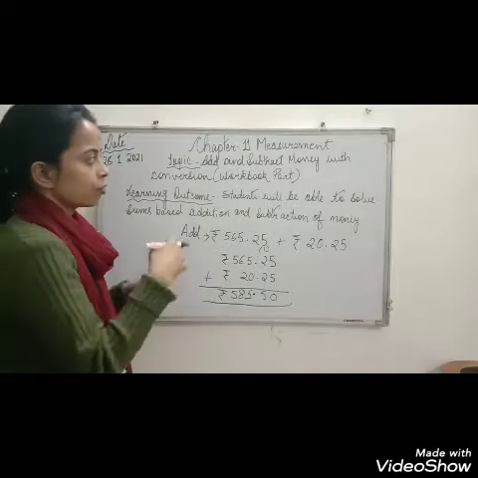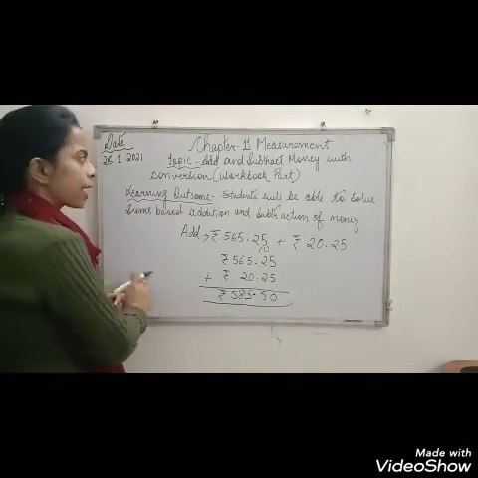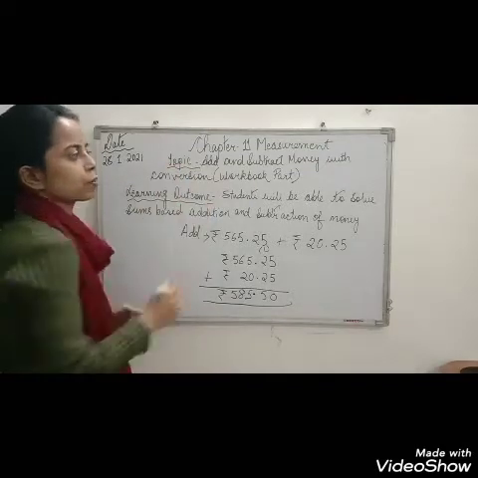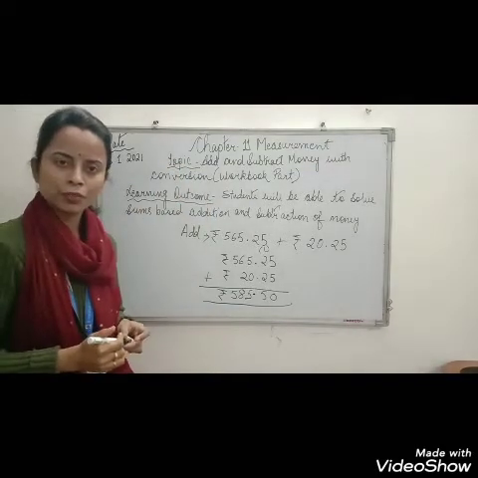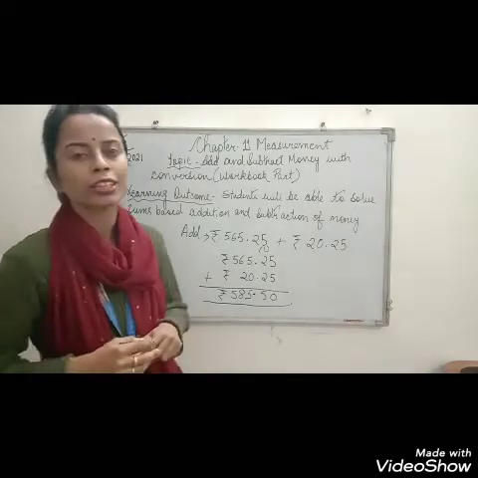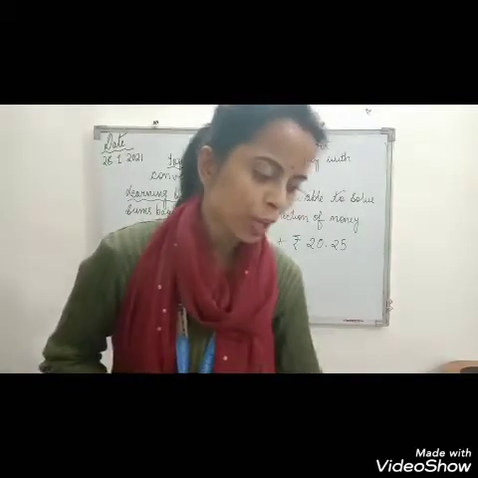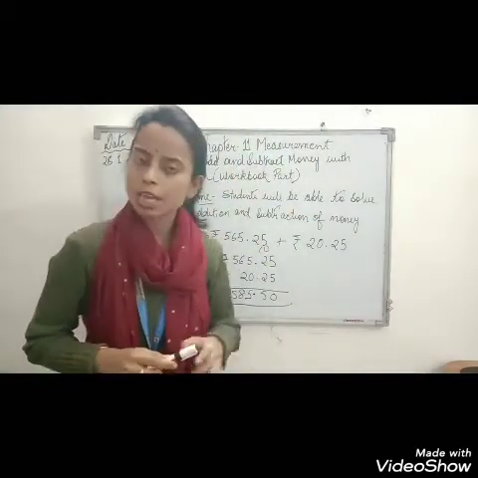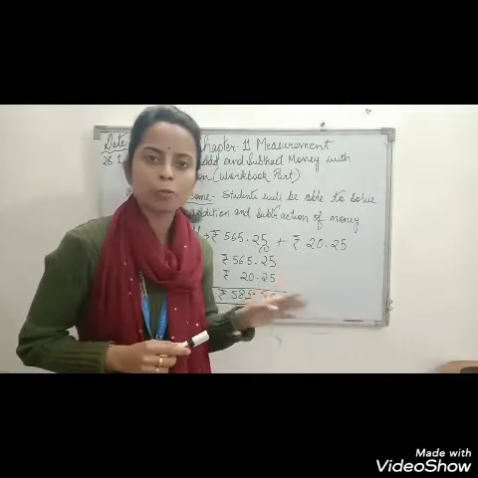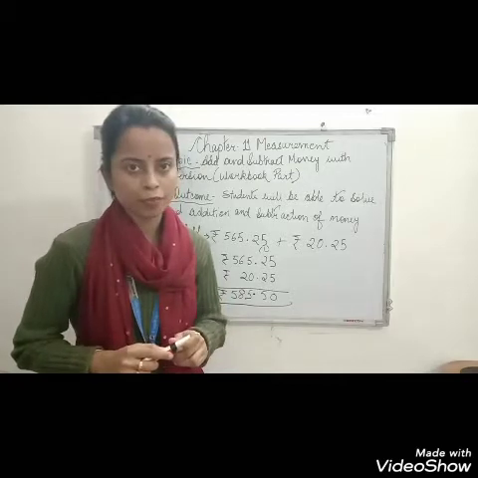Now, from the workbook part, we are going to solve sums based on addition and subtraction of money with conversion. Right, children? So everyone, pick out your workbook. Today I'll start from page number 55, as I have already given you homework, page number 53 and 54. And today I'll start from 55.